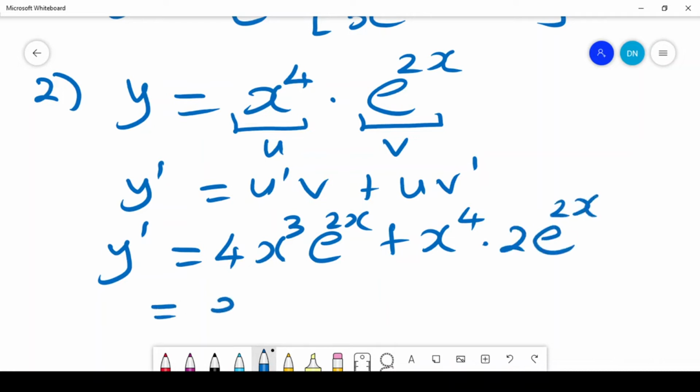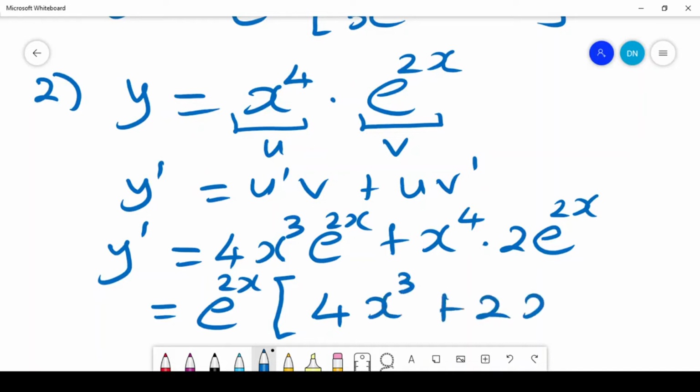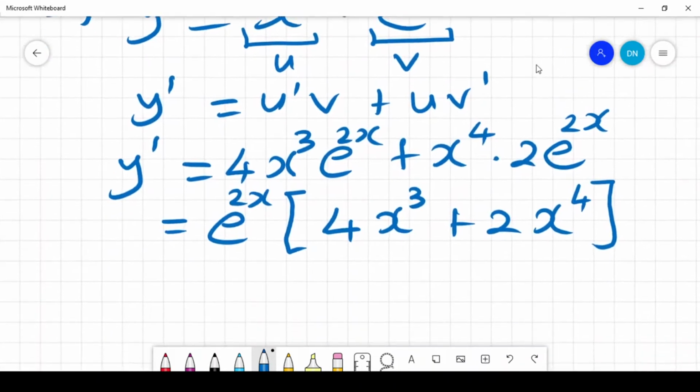And therefore, I can write this as (4x cubed plus 2x raised to power 4) e to the 2x. And I could leave that as a solution to that product.